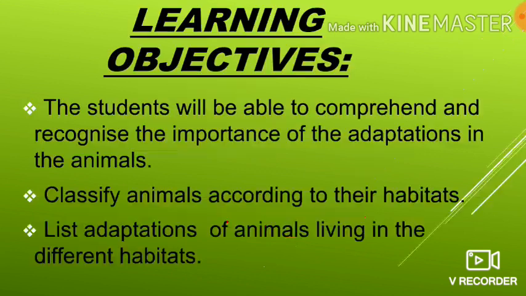In this chapter, the main learning objectives are: students will be able to comprehend and recognize the importance of adaptation in animals. Second, classify animals according to their habitats. And third, list adaptations of animals living in different habitats.